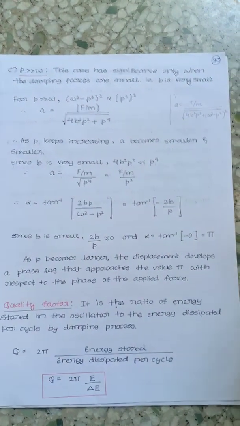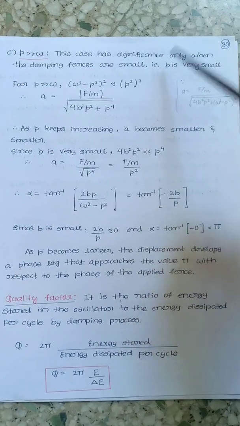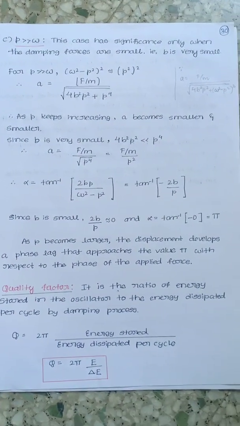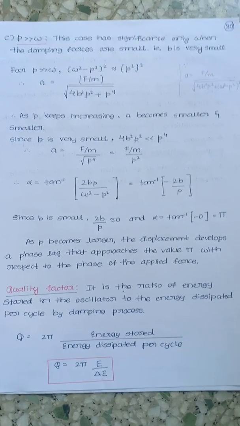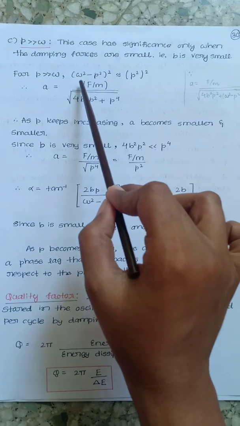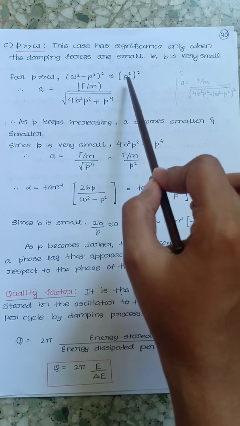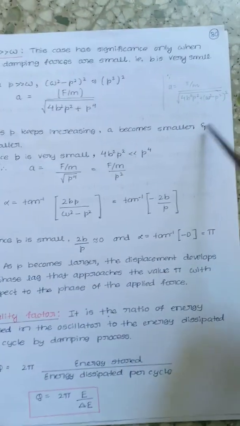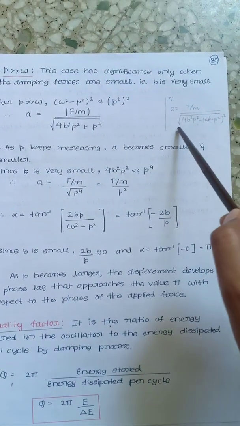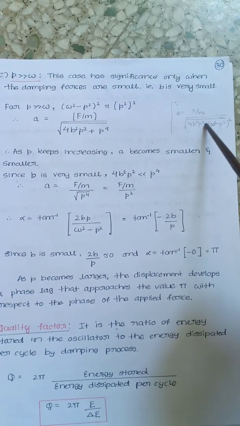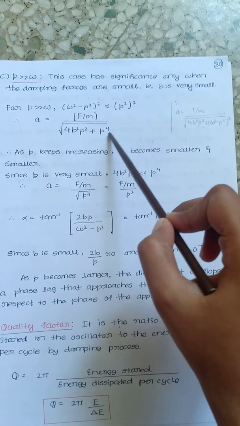Next is case 3, that is when P is greater than omega. This case has significance only when the damping forces are small, that means b is small here. Now take omega square minus P square, whole square, approximately equal to P square, whole square. First write down your amplitude formula. This part will be equal to P square, and P square whole square is nothing but P to the power of 4.